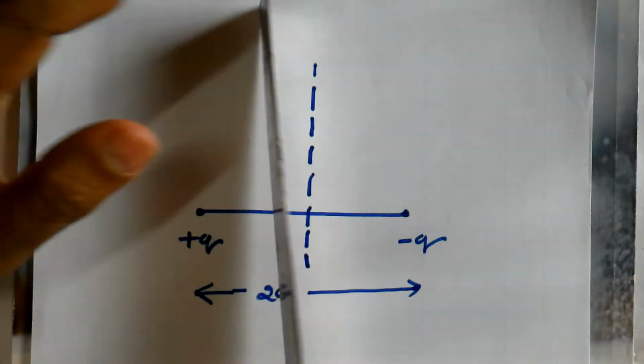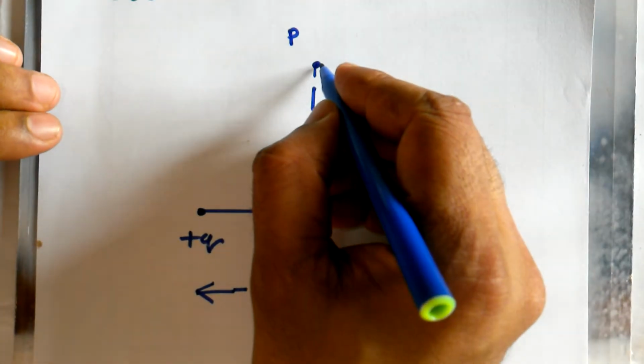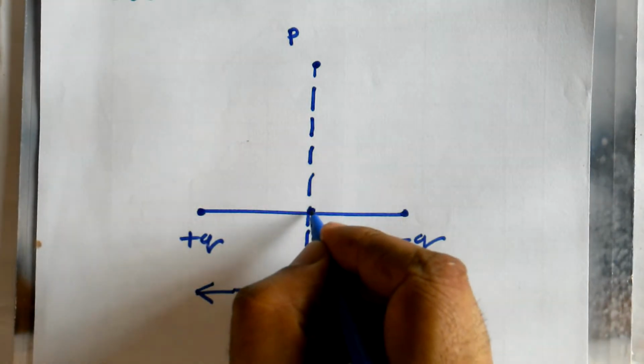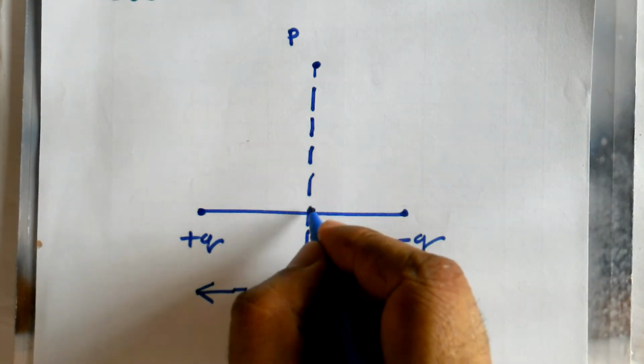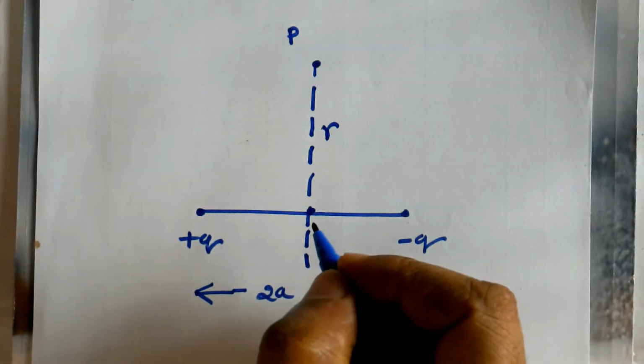Now, I have to place a test charge. Now, select a point P here. Point P. I want to find out the electric field here. Let the distance of that point P from the center of the dipole, you know all the distances are measured from the center of the dipole, let it be R. I will write it later. Okay, let this be R.